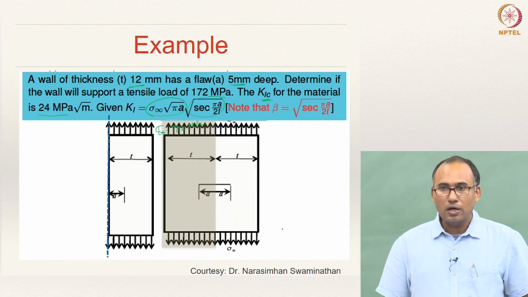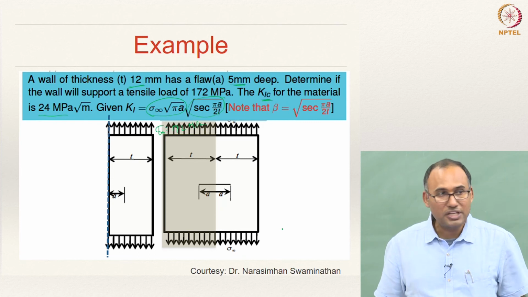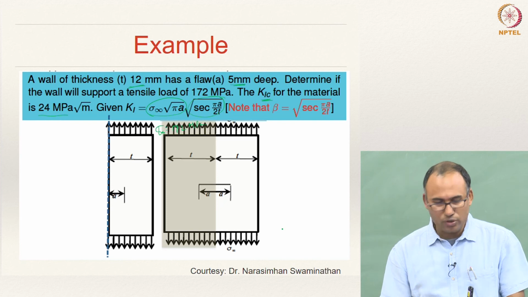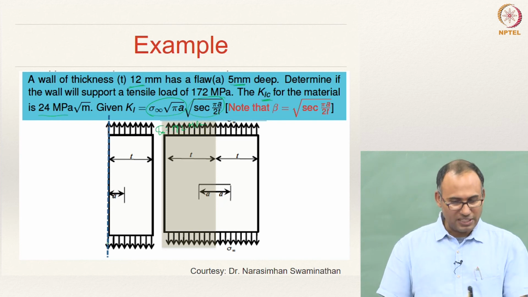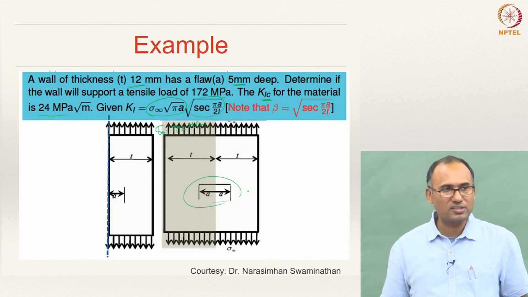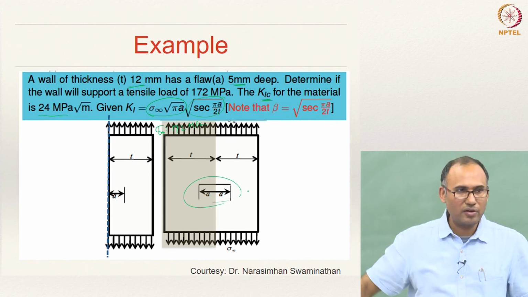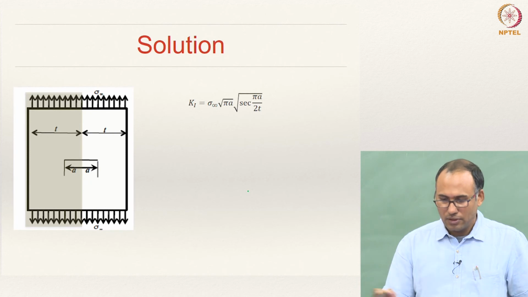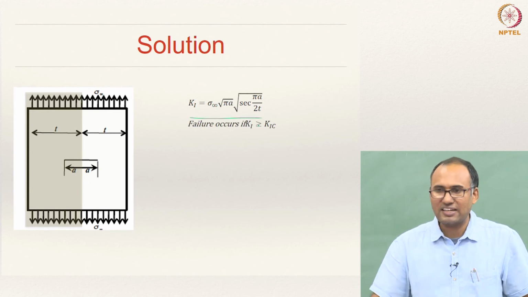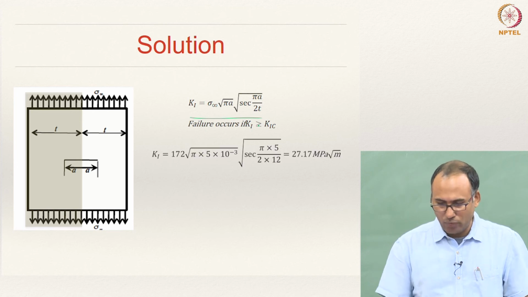The formula that we have is for a crack length of 2a, right? So that is how you take the symmetry and then you add that. This is exactly similar to the problem we looked at when we redefined K1, and then this is your K1 formula. Failure occurs if K1 is greater than K1C. So now we need to calculate K1.